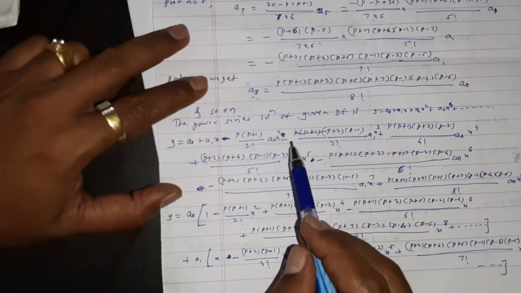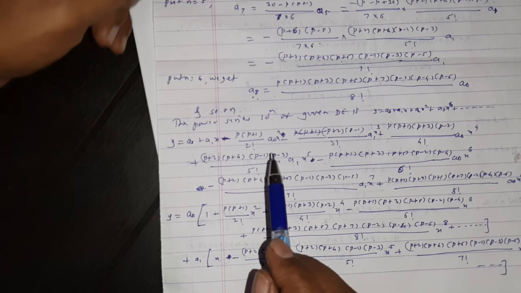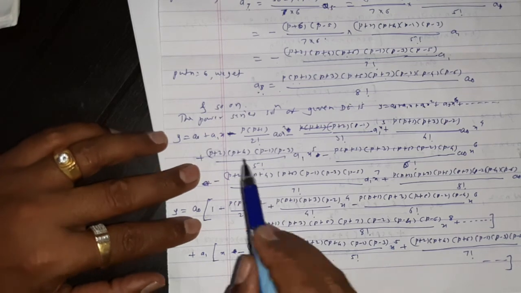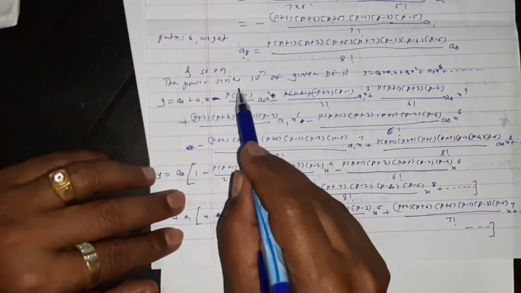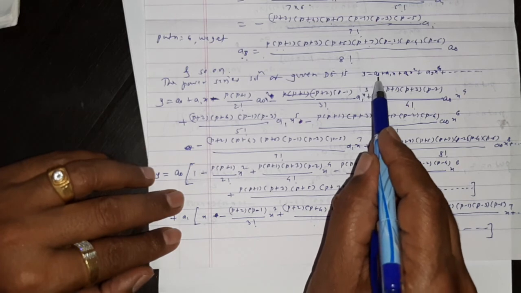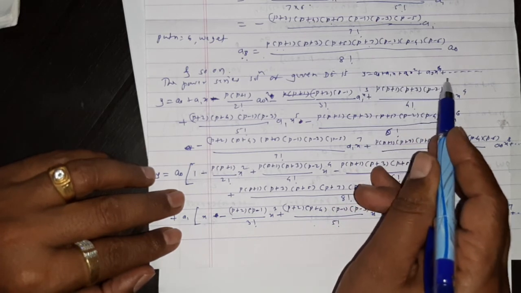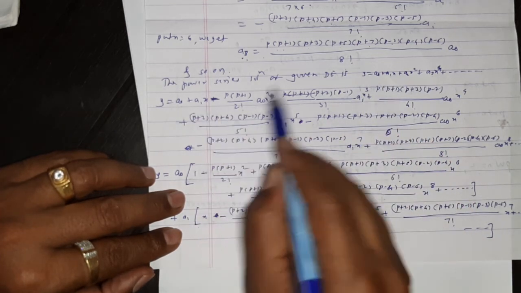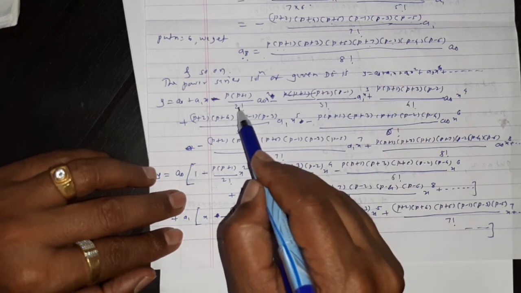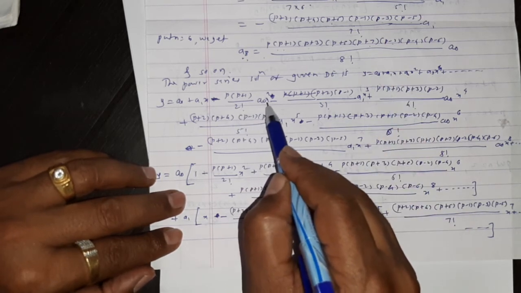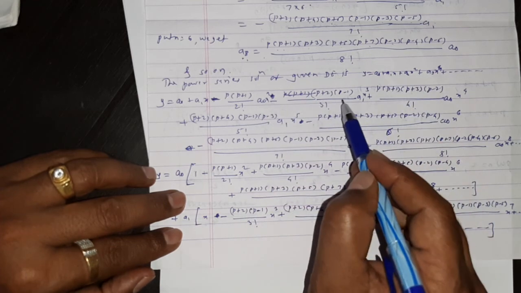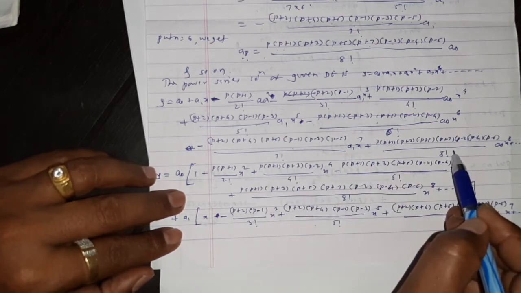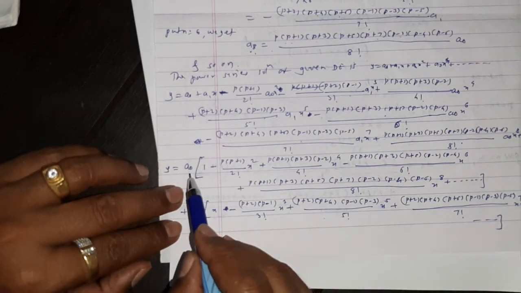So, these terms a2, a4, a6 and a8. Observe a1, a3, a5, a7. These are the similar terms. So, the power series solution is what? This is the power series solution. y is equal to a0 plus a1x plus a2x squared plus a3x raised to 4. Substitute the value of a0 as it is, a1x as it is, minus this value of a2 is this, minus p, p plus 1 by 2 factorial a0 x square. Similarly, substitute the value of a3, a4, a5, a6, a7, a8. Substitute all the values.